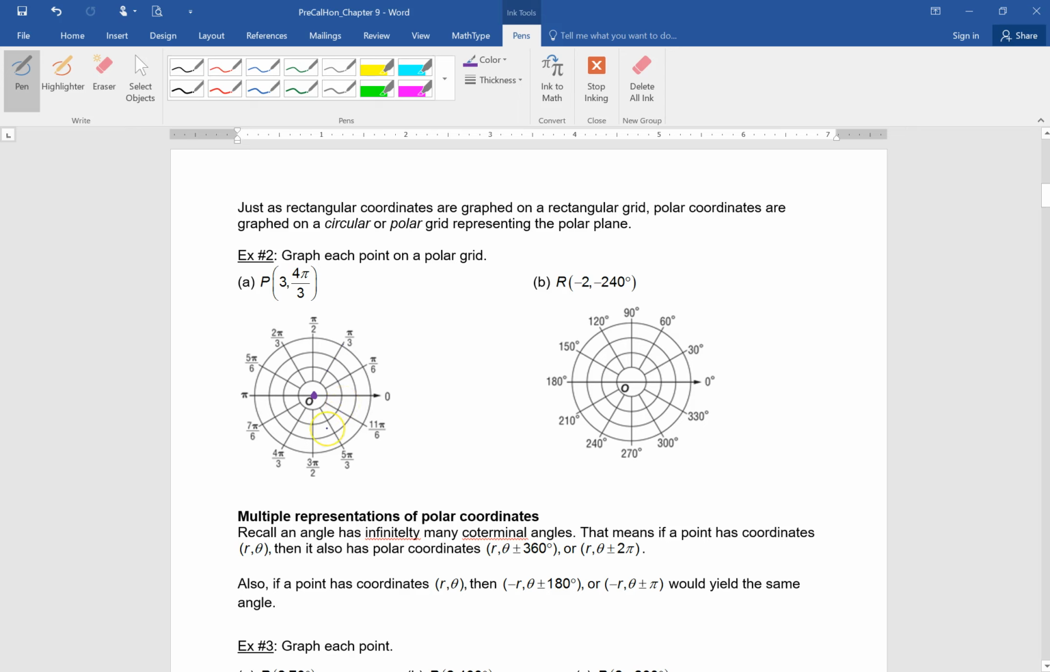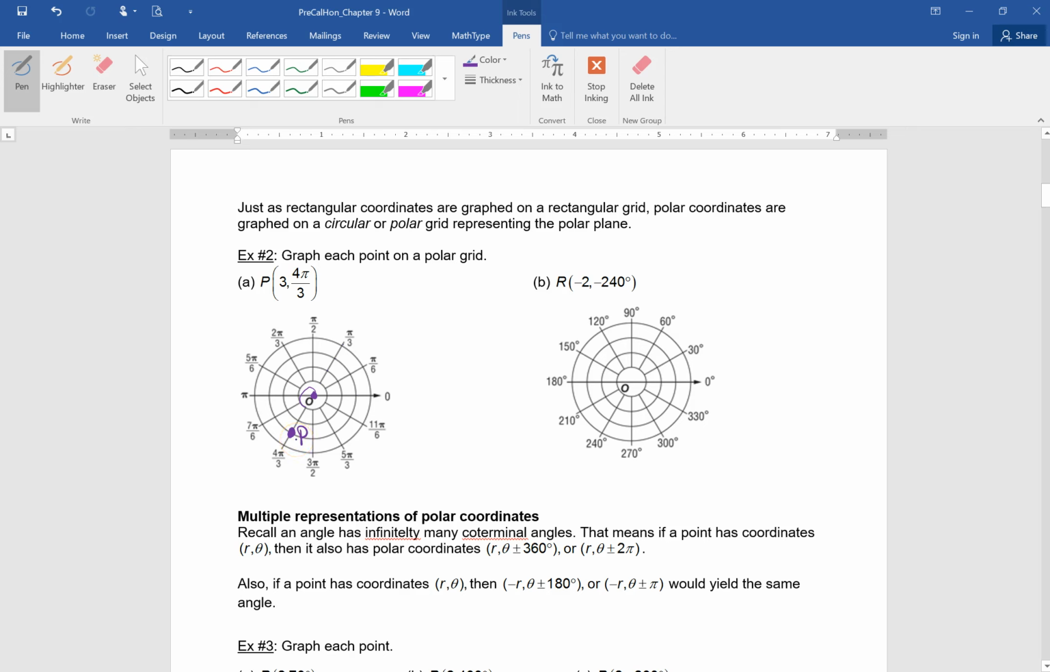Okay? Now, let's graph (3, 4 pi over 3). So we have a distance of 3 at 4 pi over 3. So where is 4 pi over 3? That's right there. We go that way to 4 pi over 3. Now, we're at a distance of 3. 1, 2, 3, right there. That is your P.